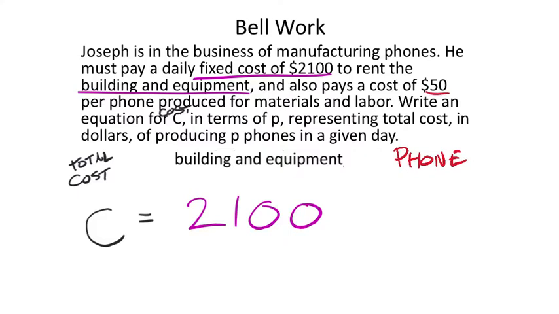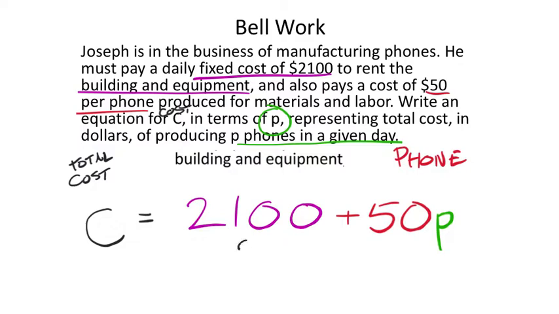What we know is that it's $50 per phone. So what happens sometimes is students say, well, it's plus 50 right there. But 50 is just for one phone. We actually don't know how many phones are going to be produced. And that's where the P comes in. P is the number of phones in a given day. So it's $50 for every one of those. So if you take 50 and multiply it by P, that will tell us how much it costs for producing the phones. So you have the building and equipment and then the cost of production, and we get this equation.